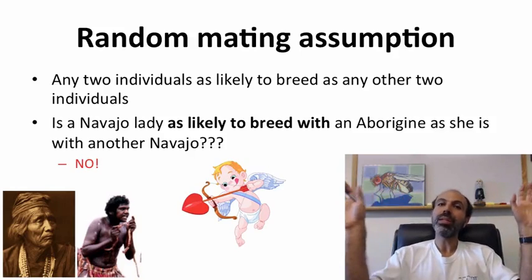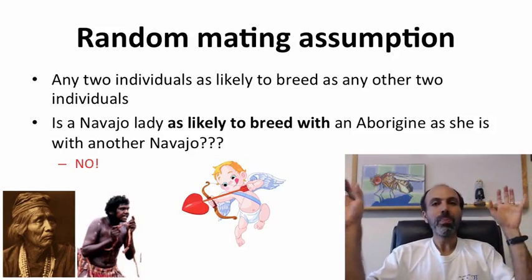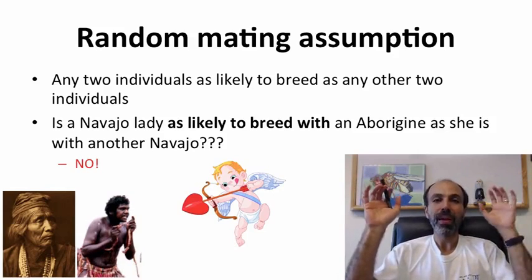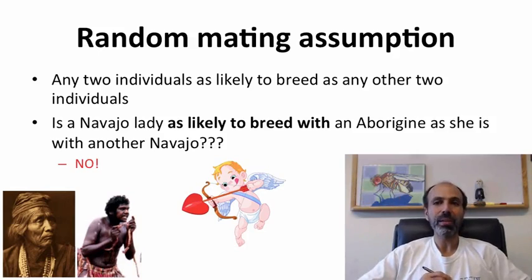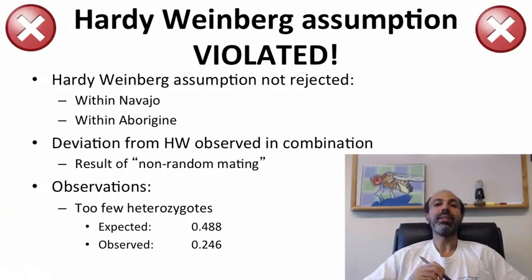In another population, little A's are very abundant. Little A's are going to be very likely to encounter other little A's. But big A's and little a's are very unlikely to encounter each other. And that's why you see this deficit of heterozygotes. And in this regard, the Hardy-Weinberg assumption was violated.